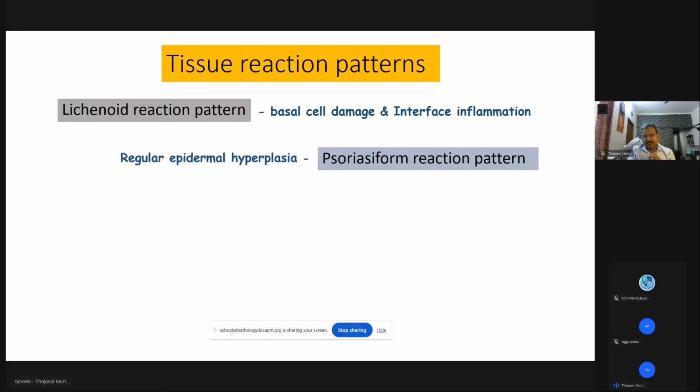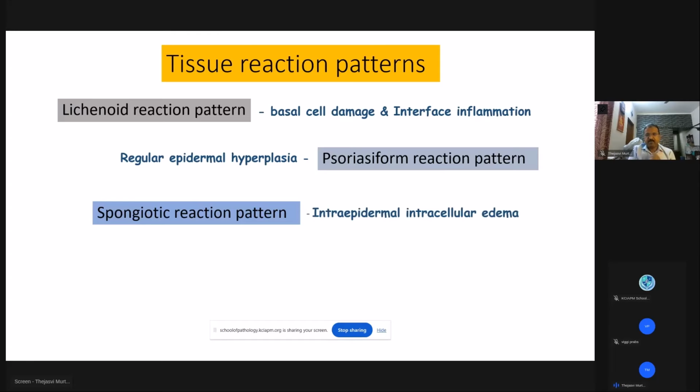So, regular epidermal hyperplasia, if you see, it is called a psoriasiform reaction pattern. And spongiotic reaction pattern, intraepidermal intracellular edema, that we already told you what is spongiosis. There is a group of diseases which can be categorized into the spongiotic reaction pattern. This is nothing but because of the intraepidermal intracellular edema we have been seeing.